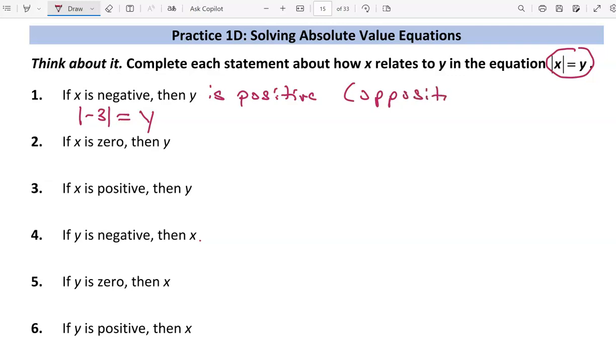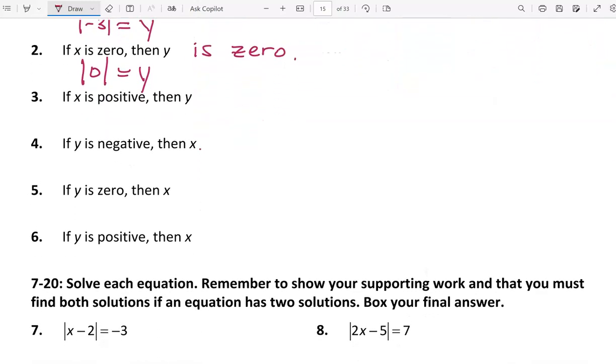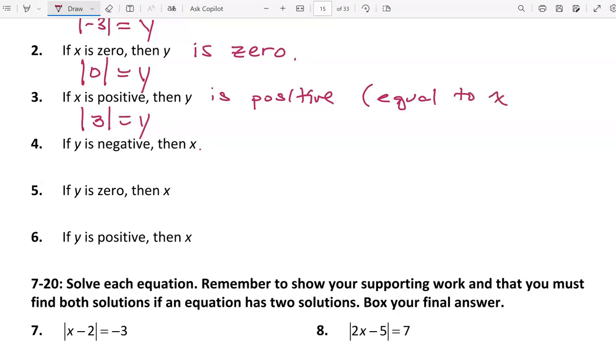And more specifically, the opposite of the x value. If x is 0, replace x with 0, then y will be equal to 0 as well. If x is a positive number, let's just pick any positive number here, then y is also a positive number. And in this case, it'll be equal to the value of x.